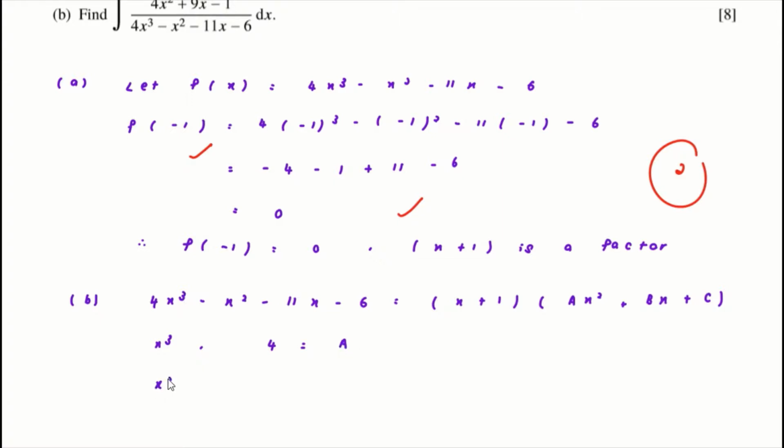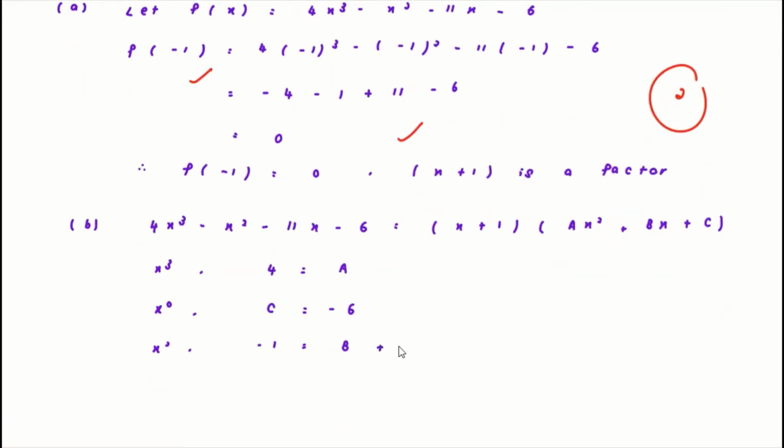Then by looking at x to the power of 0, you'll be able to get c equal to negative 6. So now you're left with the b part. Let's look at x squared. We have negative 1 equal to, x times bx, which gives you b, then plus 1 times a. Let's substitute a, which is 4. So b is equal to negative 5.